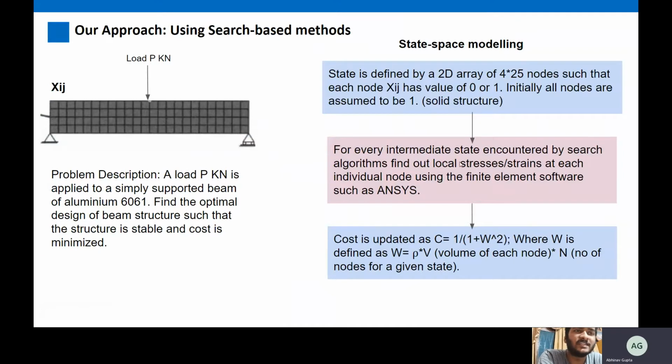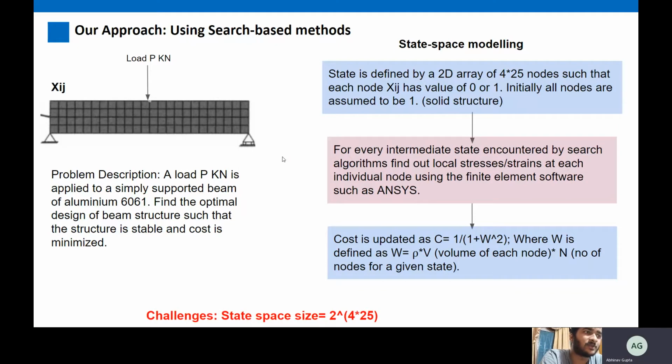For every intermediate state encountered by the search-based algorithms, we find out local stresses and strains at each individual node using finite element software such as ANSYS. We import this particular model for every temporary state into ANSYS, and we find the local stresses. Then cost is updated as C = 1/(1 + W²), where W is defined as ρV times the number of nodes. So basically W is our weight, and since we aim to minimize the weight, cost is given as the inverse of 1 + W².